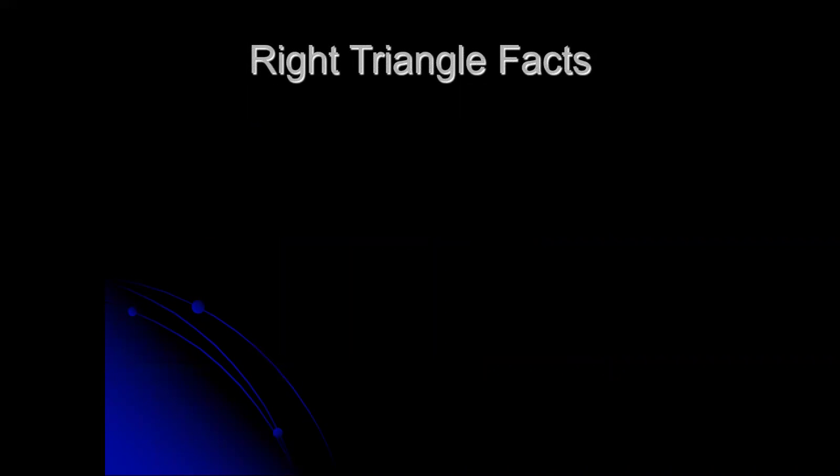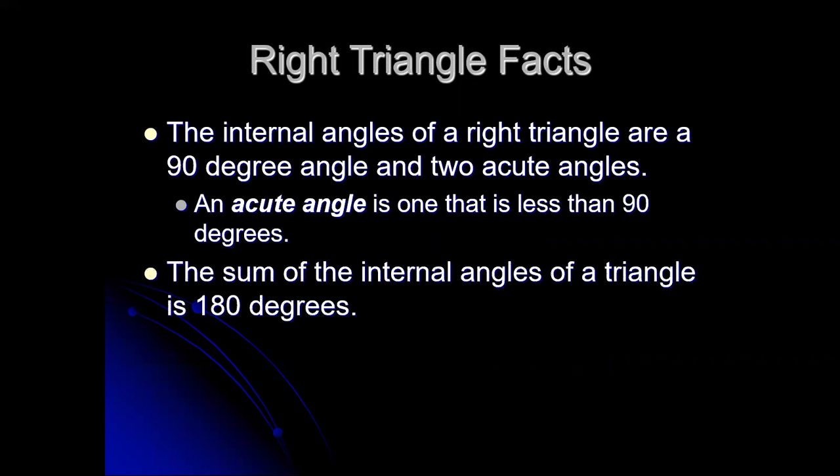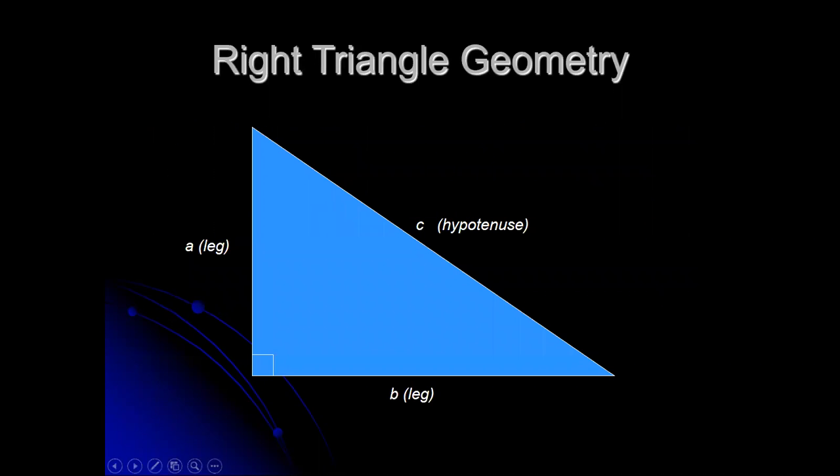Now, some useful facts about right triangles: when we add up all the angles in a right triangle, we've got a 90-degree angle and 2 acute angles. We have a total sum of all the angles of 180 degrees. 90 of that's tied up in that corner, so the other 90 has to be split between the other 2 angles. So that means that if we have a right triangle and we know one of these 2 acute angles, we automatically know the other one.